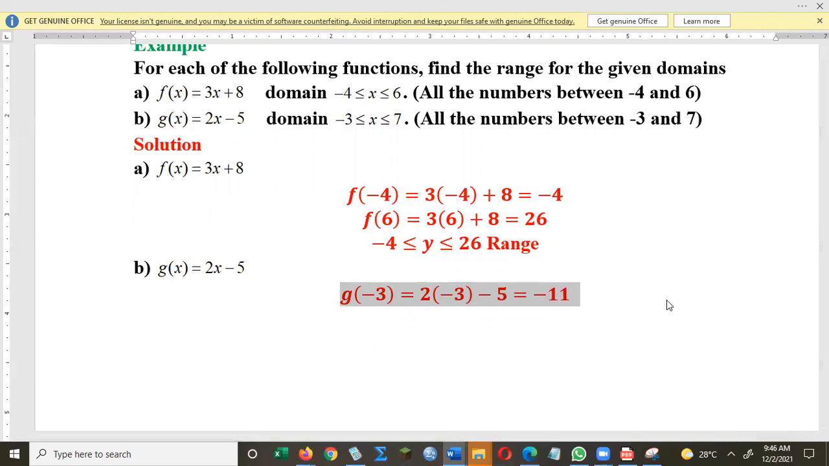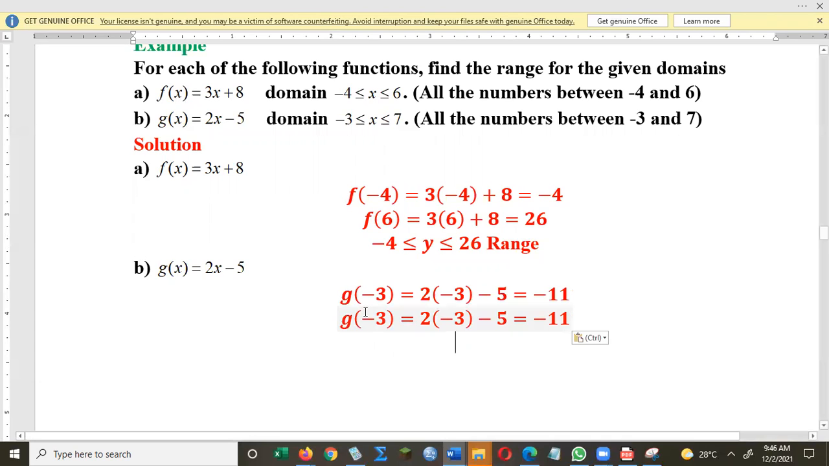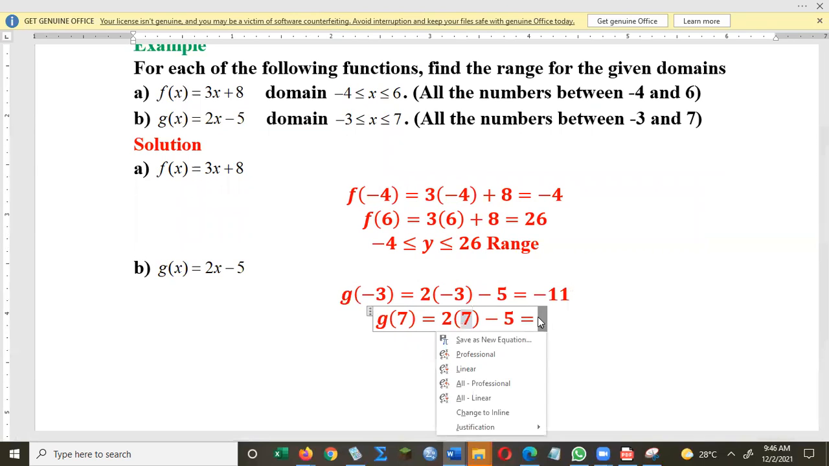And G of what do we have to find now again? We found G of -3. G of what do we have to find now? 7. So we have to find G of 7 now. I repeat, we found G of -3, so we have to find G of 7 now. 2 times 7 is 14. 14 minus 5, that should be 9.